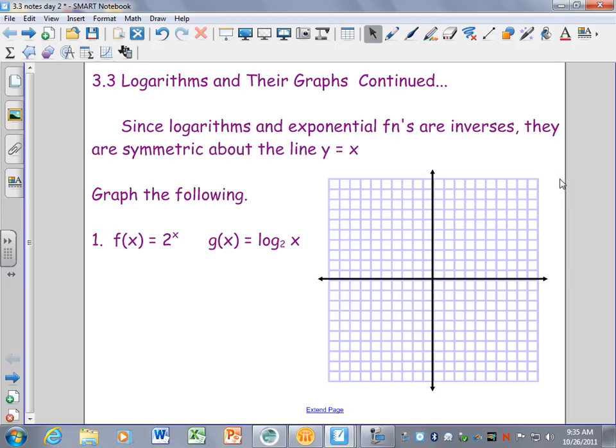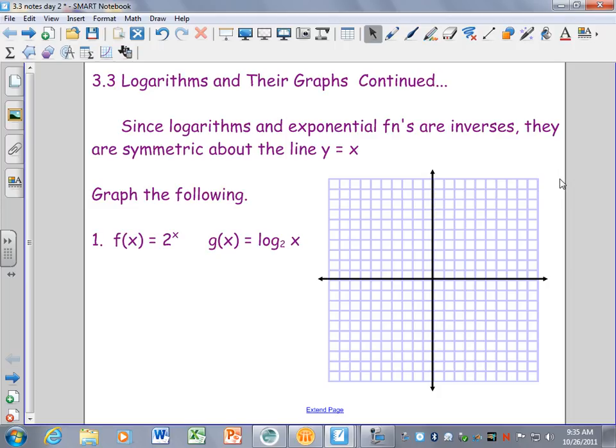graphing. So we're going to graph both the exponential function 2 to the x and its inverse, which is log base 2 of x. And I just want to show you how you can pick your points when you're graphing these. We graphed exponential functions last week in section 3.1. And exponential functions aren't really that hard to graph because you just pick x values, which are the exponent, you plug them in, and you get the y value.